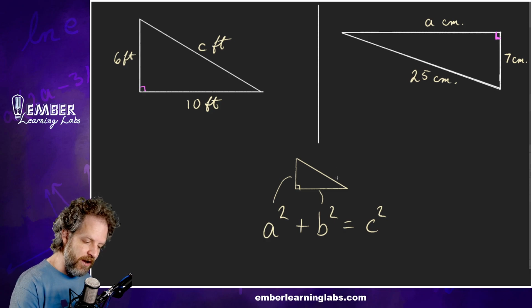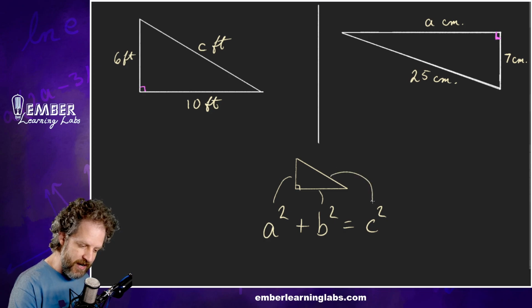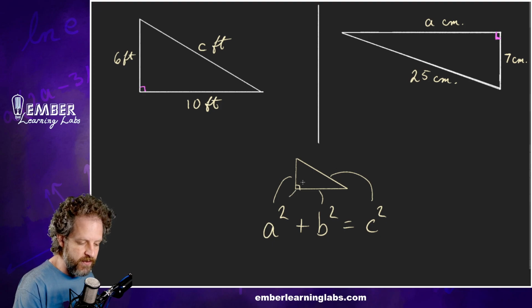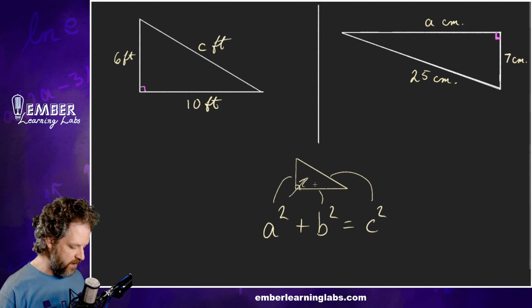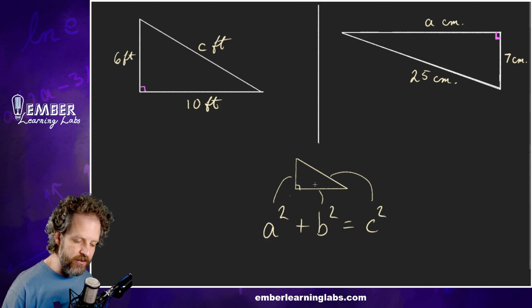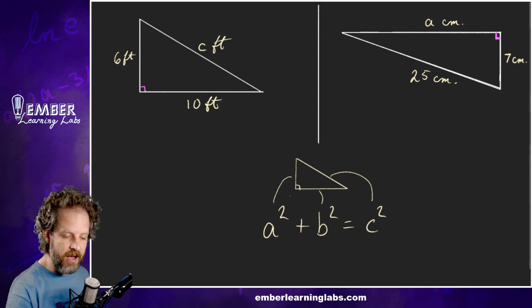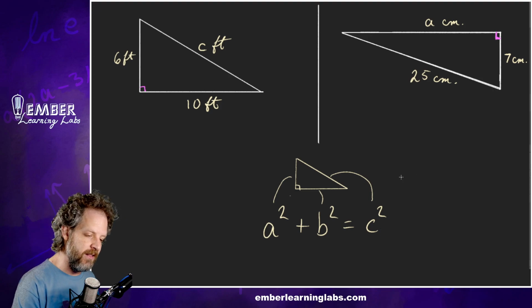The third side, the longest side, the one across from the 90-degree angle, as if we draw an arrow through there, is the hypotenuse, and that is always the c. It's always the one by itself. So without further ado, let's jump in and look at a couple of examples.